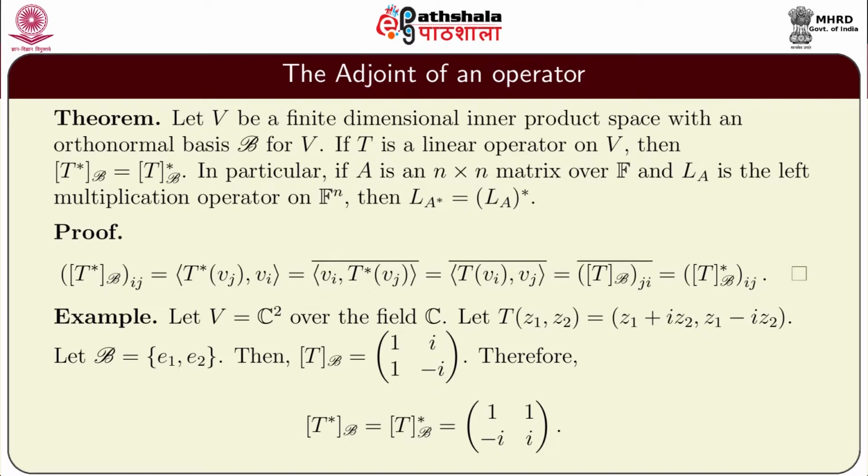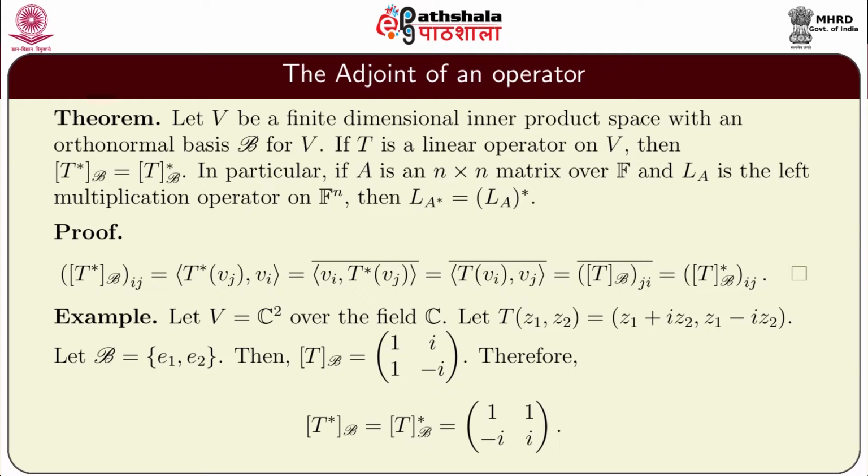The proof goes like this. Look at the ijth entry of the matrix of T star with respect to B. That is given by inner product T star Vj comma Vi, which is the complex conjugate of the inner product Vi comma T star Vj, that is the conjugate of inner product T Vi comma Vj, that is the conjugate of the jith entry of the matrix of T with respect to B, and therefore, it is the ijth entry of the adjoint matrix.